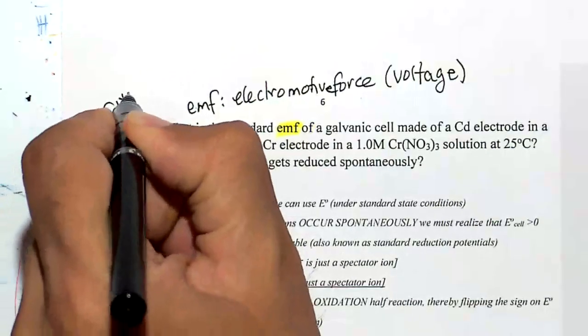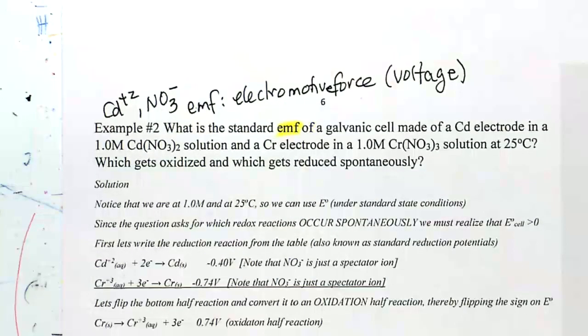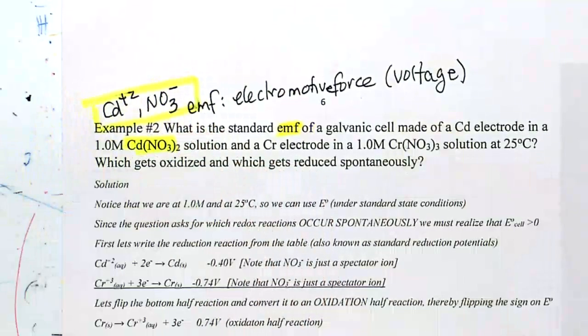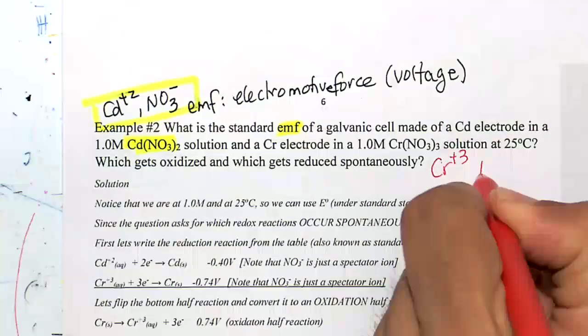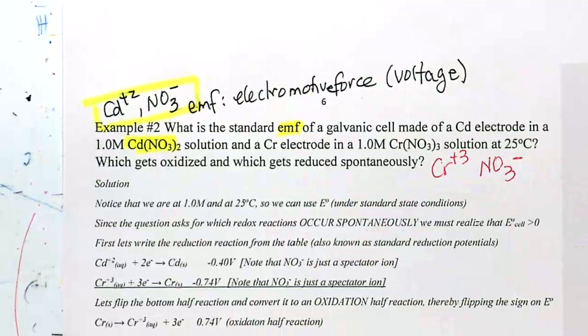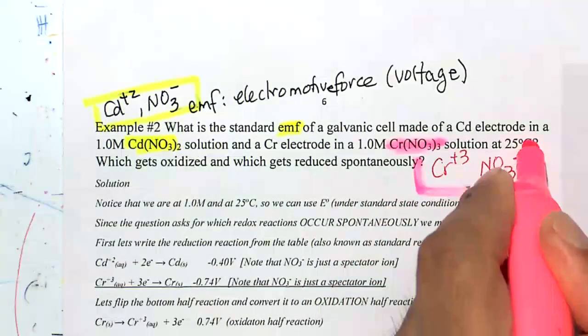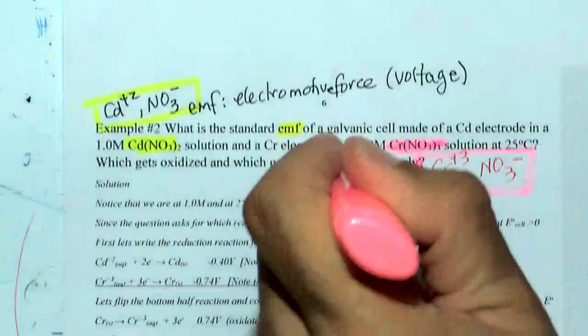So cadmium nitrate is Cd plus 2 NO3 minus. And a chromium, Cr is chromium, electrode in a 1 molar chromium nitrate solution. So chromium nitrate is Cr plus 3 and NO3 minus. Okay, so what is the voltage between the cadmium and chromium?